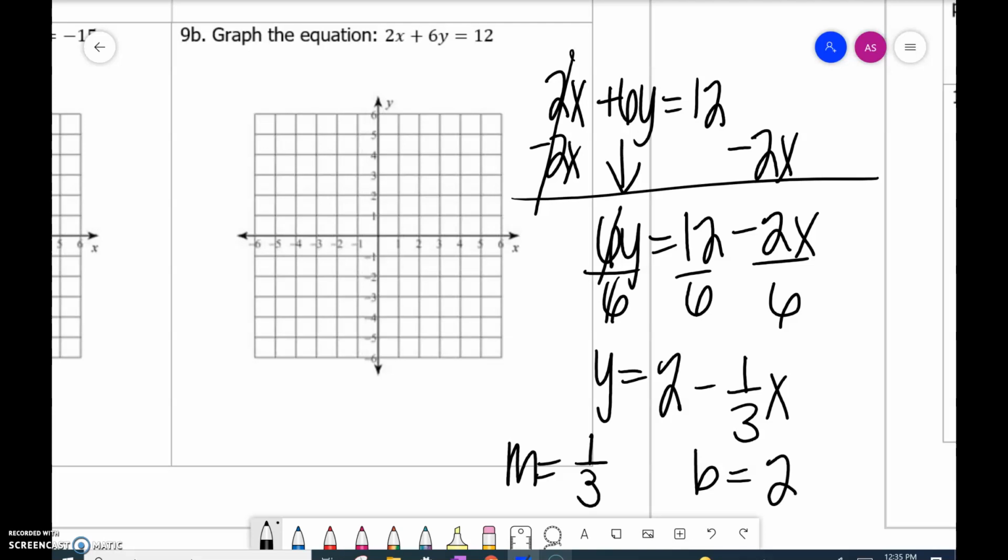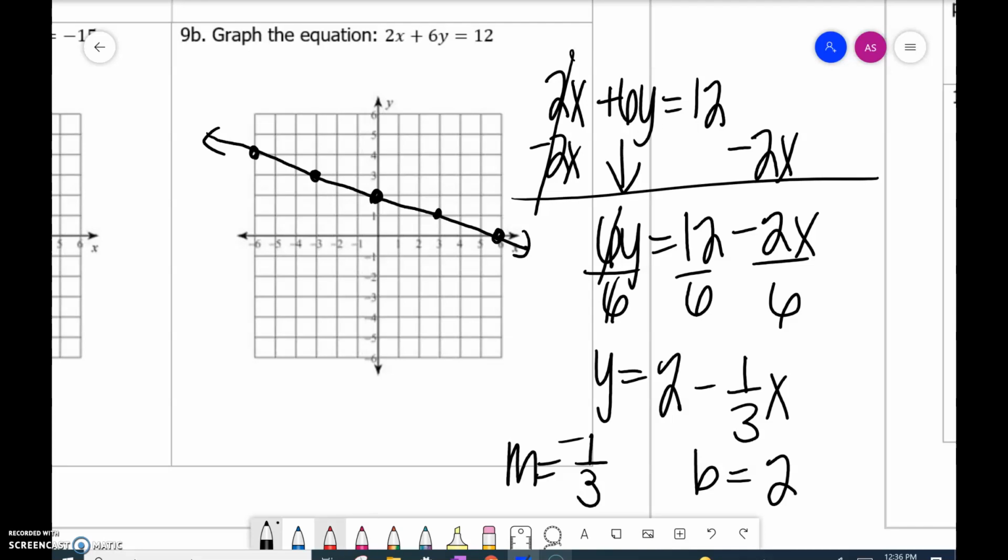All right, so I'm going to start at 2. And actually that 1/3 is negative, so I'm going to be going down 1/3 each time. Then to get these here, I'm going to go up 1/3, up 1/3. And that is my graph.